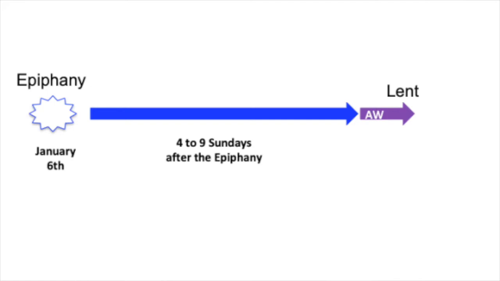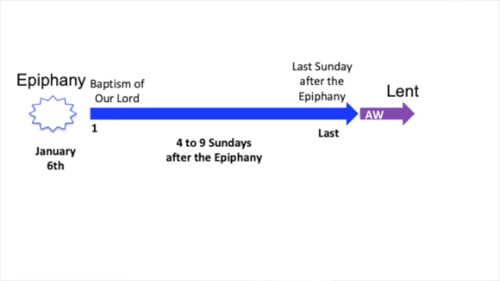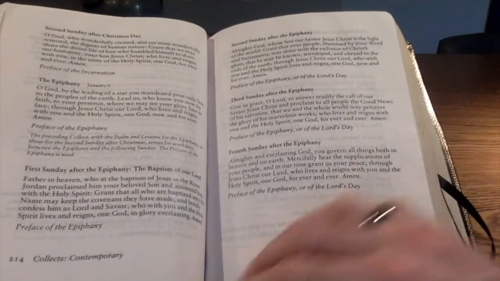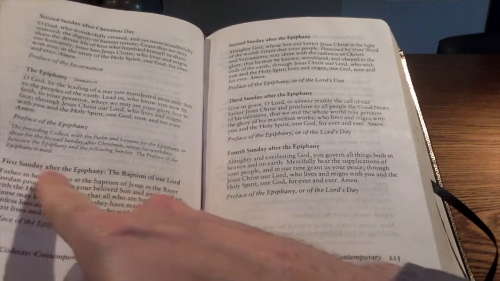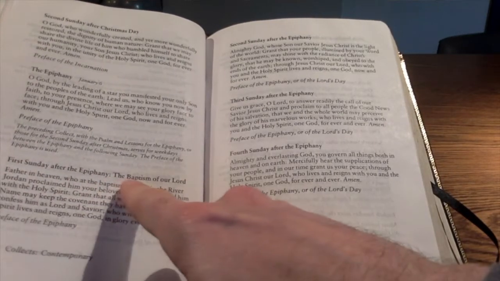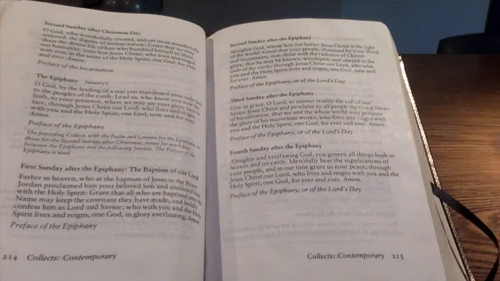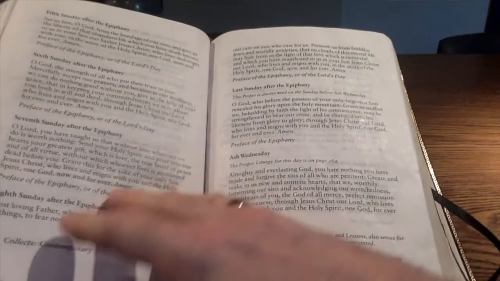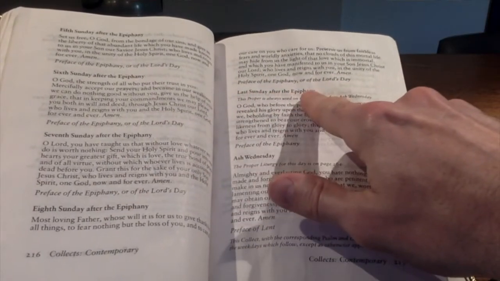And the Sunday immediately following that, the first Sunday after the Epiphany, is always observed as the baptism of our Lord. And that can be found in your prayer book on page 214 for the contemporary collects, or on page 163 for the traditional. So Epiphany is always on January 6th, and then the season of Epiphany always starts with the baptism of our Lord on the first Sunday after the Epiphany. And then the season of Epiphany ends with what we call the last Sunday after the Epiphany.